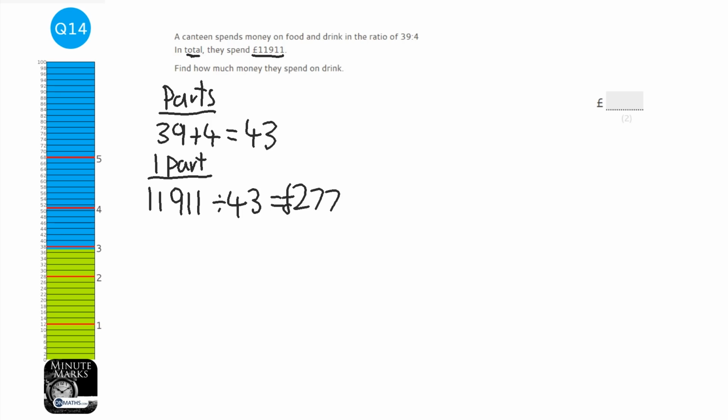Now let's read the question. Find how much money is spent on drink. Well, drink is this one here. And the order which they are in the question, food, drink, is the order which the ratios are. So food, then drink here. So there are 4 parts.